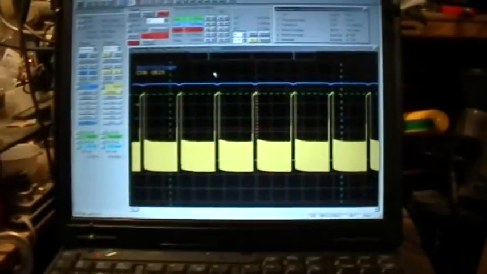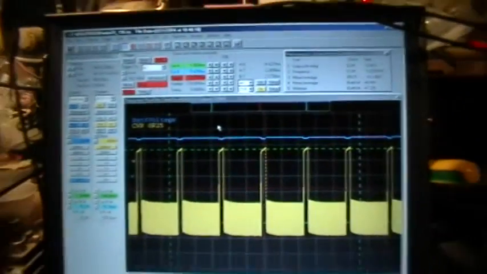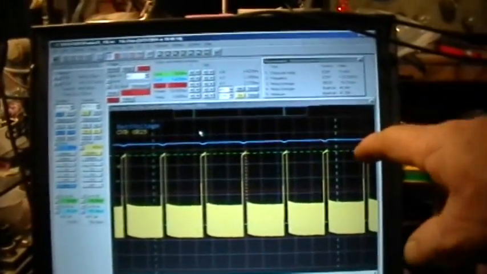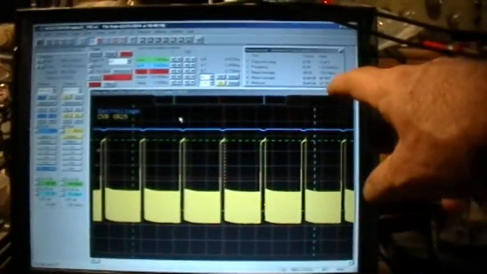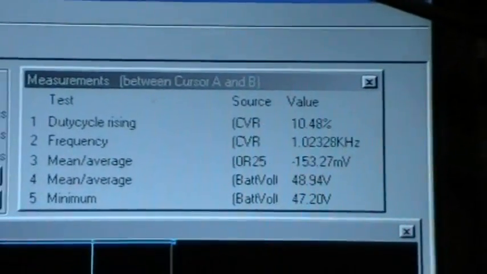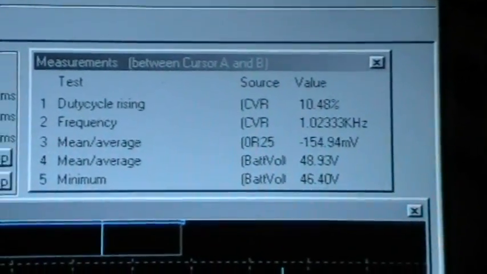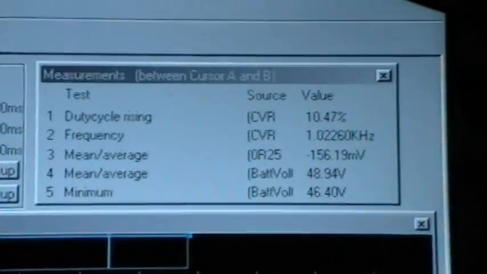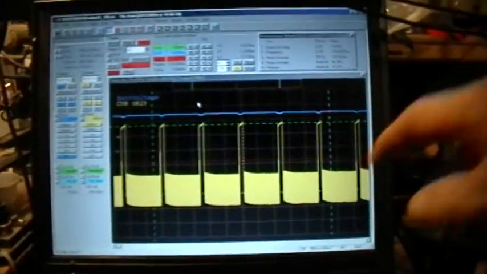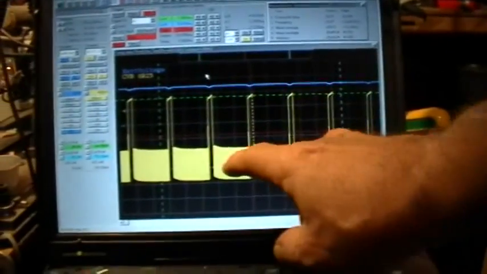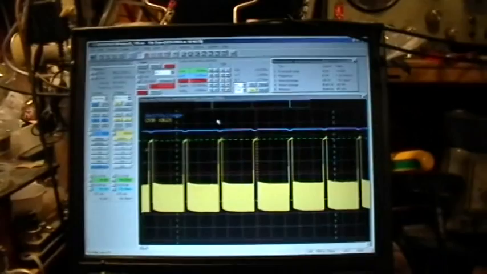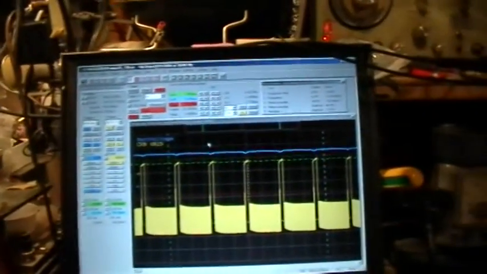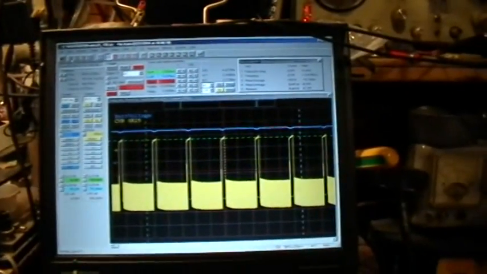Okay. Let's see here. Alright, so there's the battery trace there at, what is it, 48.9 volts. Alright, and you can see we have huge Q2 oscillations. Right. And let's see if we can zoom in on those oscillations.